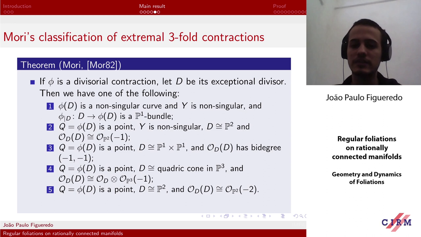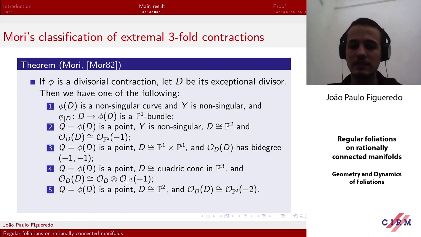Okay. In the final case, the image is a point, D is P2, and the normal bundle is O(-2). So you see here, the normal bundle is always negative. We're going to use that.